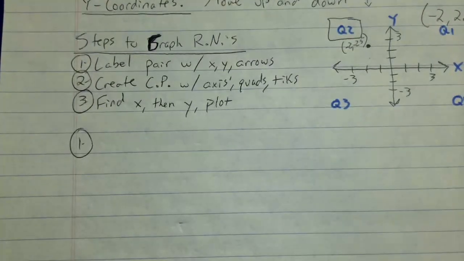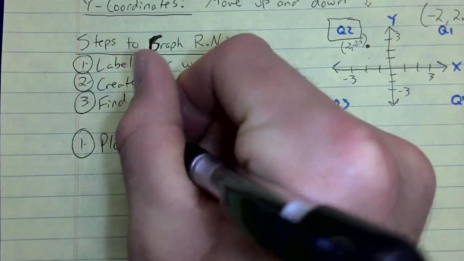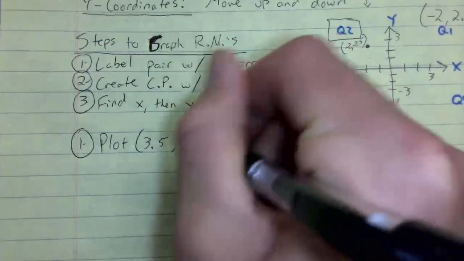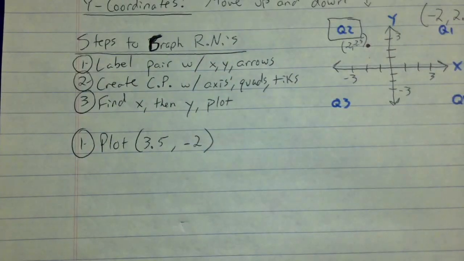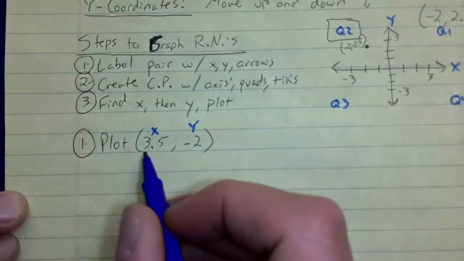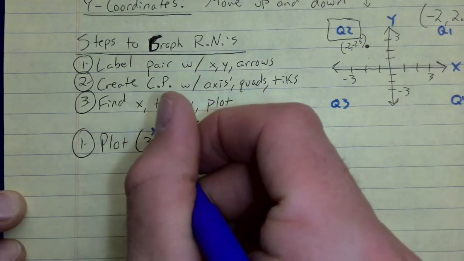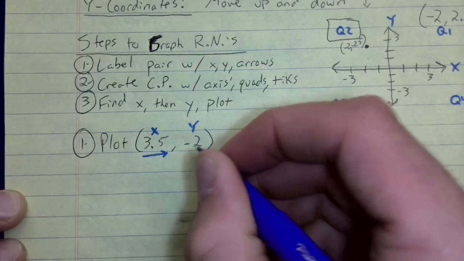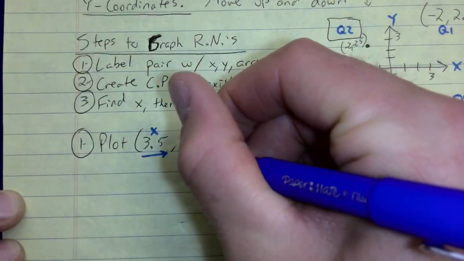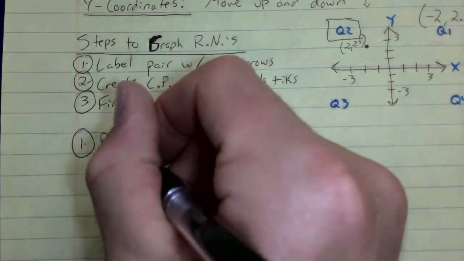Number 1 is plot 3 and 5 tenths and negative 2. Step 1 is just label your pair with x, y, and arrows. So this is your x, this is your y, and 3 and 5/10 is to the right. And once you get to that y, as you go negative, you go down. So put your arrows in. Step 1's done.